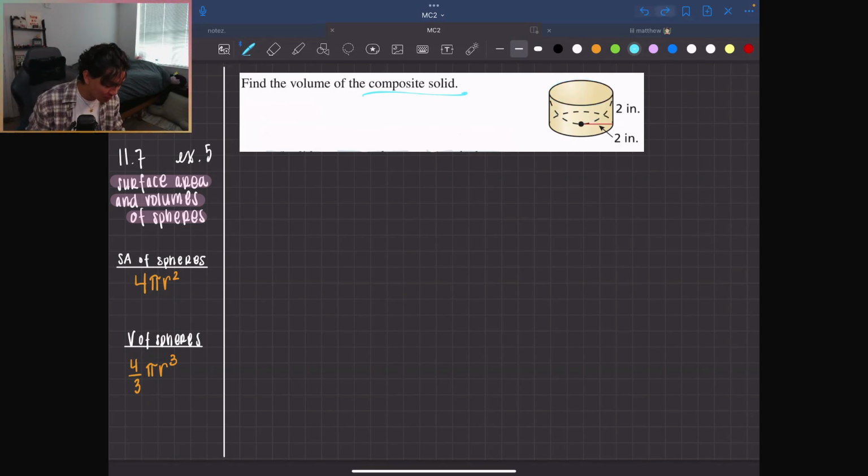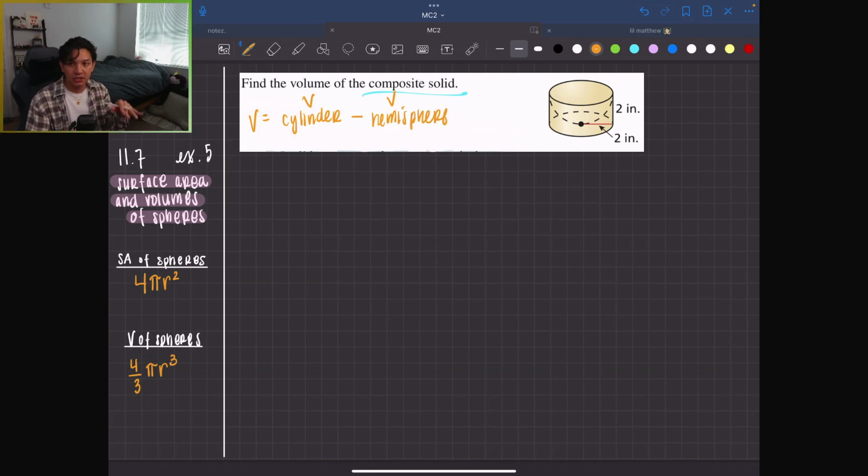So let's go ahead and find the volume of this. If we wanted to find the volume of this composite solid, what are we noticing here? The volume is going to be the volume of a cylinder, and we're going to be subtracting the volume of a hemisphere, since we're taking away this volume over here. A hemisphere is just half of a sphere. Since we already know the volume of a sphere, we're just going to take half of that. So that's all we need to find out.